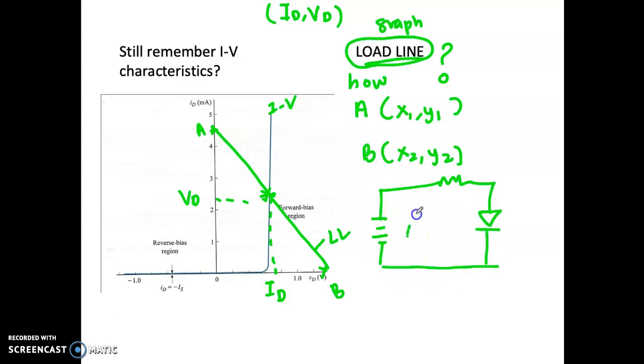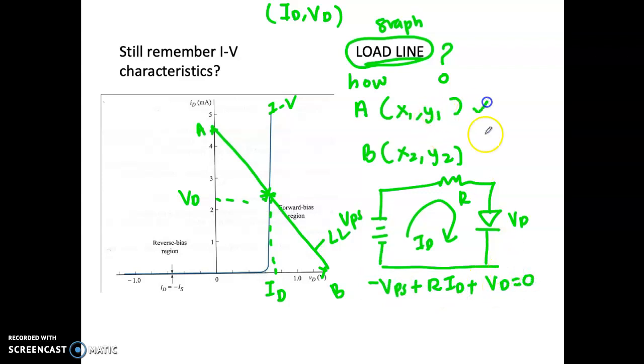If you have a KVL equation here, let's say this is VPS, this is R, and this is VD. The current across the diode is ID. So KVL says minus VPS plus R ID plus VD equal to 0. In order for you to find this coordinate, you need to have this KVL equation. So what is the role of this equation?